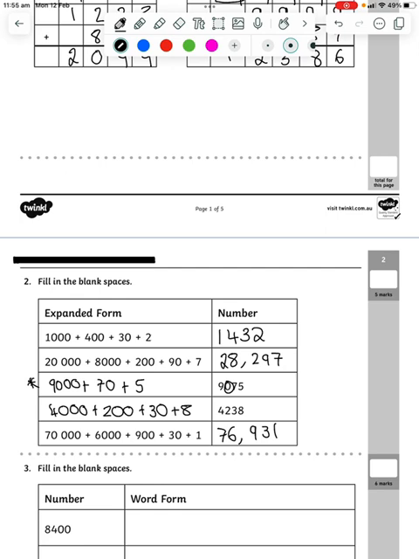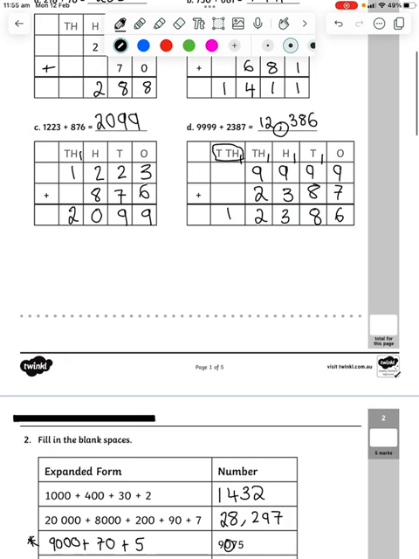All right, that's it for our addition. You're going to have a few different ones that you need to complete, showing your working like I did up here on the iPad.